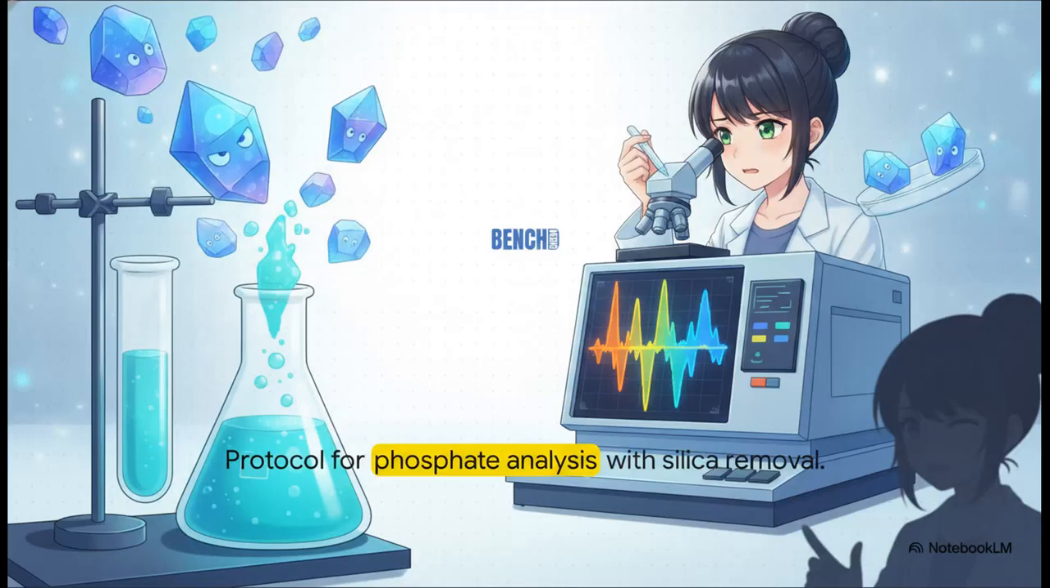So sometimes our fertilizer samples, particularly those pulled from environmental sources, can contain pretty high levels of silica, and silica is an absolute master of disguise in the laboratory. It can actually react with our reagents to form a silicomolybdate complex. The problem? This silica complex perfectly mimics the phosphate complex we are actively trying to measure.